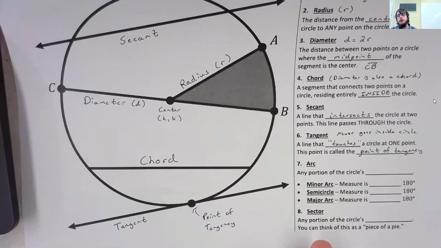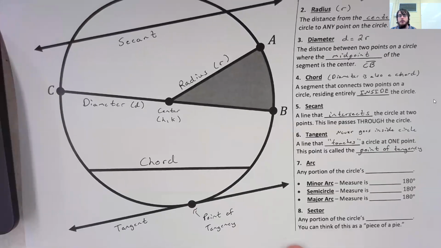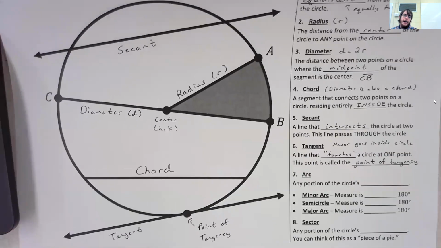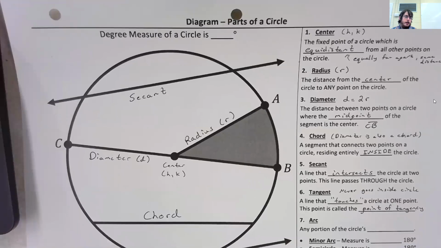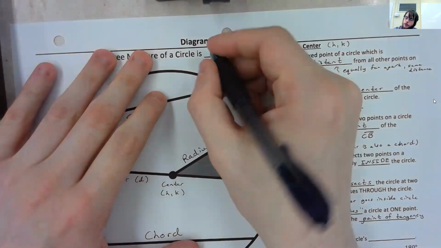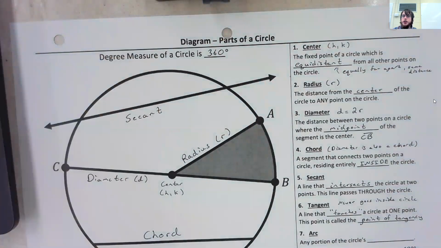Now there are 2 other parts that are going to be very relevant for what we're going to be doing here in the near future. But first we're going to talk about a circle and the most basic property that a circle has, and that is the degree measure of a circle. Most people will know this by the time they're in this class, because they've been told to death what a circle equals. The degree measure of a circle is always 360 degrees.